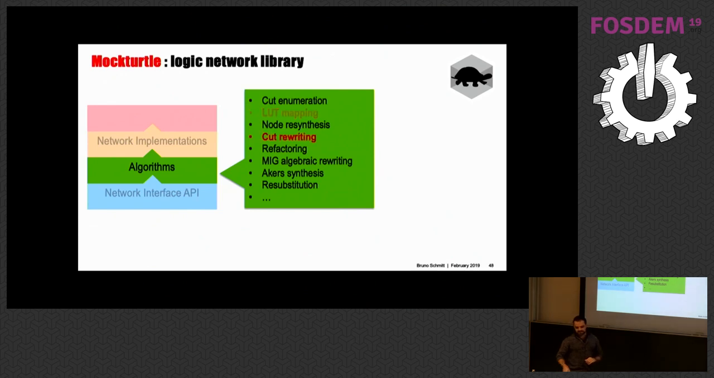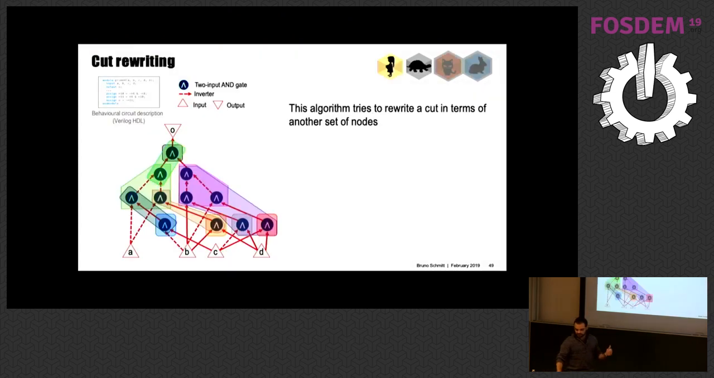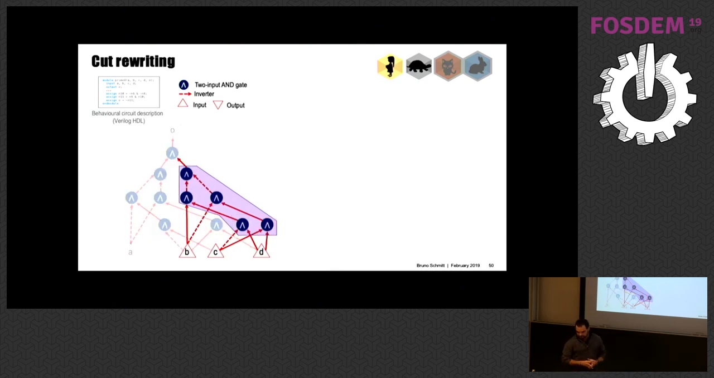So for optimization, how you do cut rewriting, because you already presented how to cut the network. What this algorithm does is try to rewrite cuts in terms of another set of nodes. So it will take one cut. The cut is the subnetwork itself. So we'll try to minimize the number of nodes inside that cut. Let's take this cut. We want to compute a replacement for it. So we want a function that implements the same functionality that is being realized by this set of nodes.